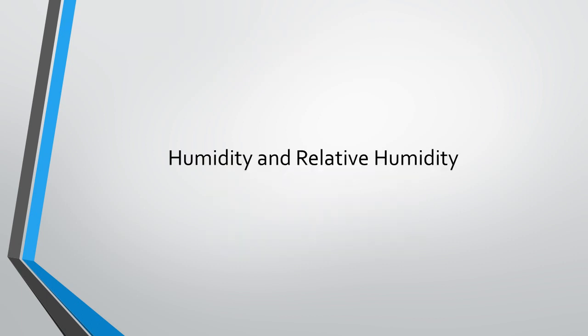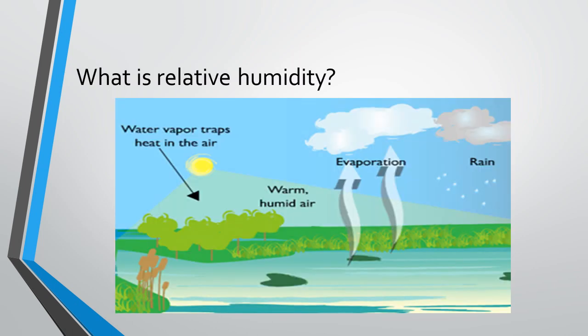The next concept we will cover is humidity and relative humidity. What is relative humidity? Relative humidity is a measure of the amount of moisture in the air relative to the total amount of moisture the air can hold. For instance, if the relative humidity is 50%, then the air is only half saturated with moisture. Also know that warmer air can hold more moisture than colder air.